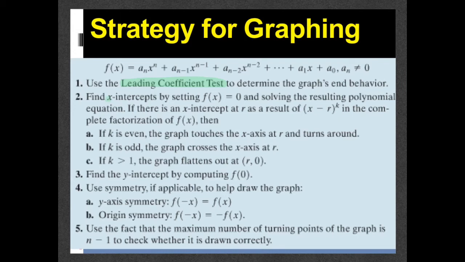You can find your x-intercepts or your zeros by setting f of x equal to 0. And then look at your multiplicity. If the number is even, then it touches the graph and turns around. If it's odd, it crosses through the graph. The bigger your exponent is, the bigger the multiplicity is, the flatter it is around the graph. But you won't really see that too much as long as you take your turns at the right spot. You can find your x-intercept to help you out with an additional point. You can use your symmetry, y-axis or origin symmetry, to help you confirm your graph. And then you always want to double check your max turning points by doing the n minus 1 and making sure you haven't turned it too many times.